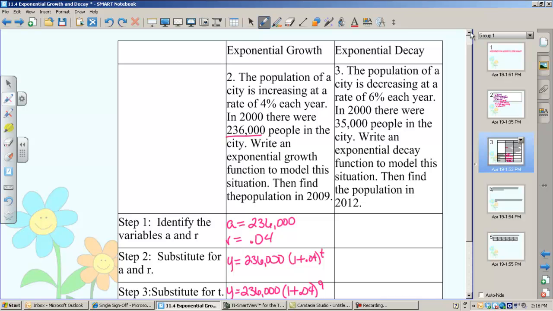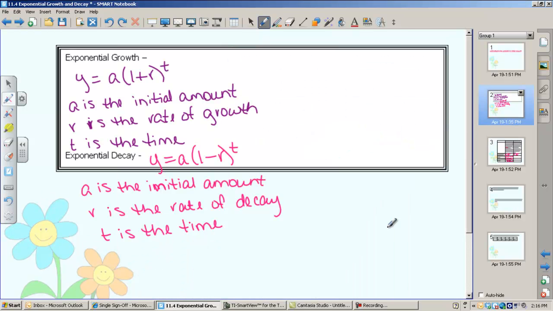We're going to start the same way. We're going to identify A and R. For this problem, A is 35,000 because that's how many people were in the city in 2000. That's the initial amount I was given. My rate is 6%, so that's 0.06. And I'm going to plug those into that function that I had for exponential decay there. The only difference between it and the other one is that it has a minus instead of a plus.